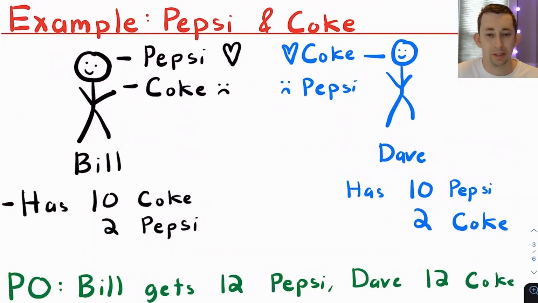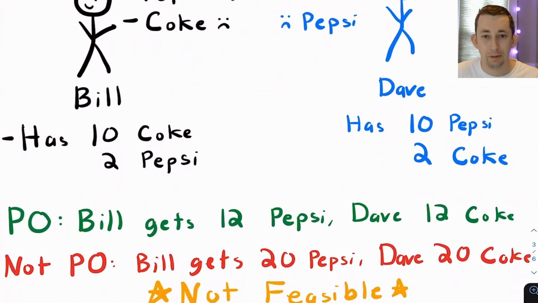Let's do another example, but this time let's write it down and go through it a little more carefully. This is an example with Bill and Dave, our favorite two people. Bill really likes Pepsi and he hates Coke. Dave loves Coke and hates Pepsi, and they walk into the same room. They put all their soda on the table. Bill has 10 Coke and 2 Pepsi, and Dave has 10 Pepsi and 2 Coke. It might be pretty clear that it's Pareto optimal for Bill to get all the Pepsi and Dave to get all the Coke, and that's exactly what we have here in green, where it's Pareto optimal for Bill to get the 12 Pepsi and Dave to get the 12 Coke. Just like we said before, it's not Pareto optimal for Bill to get 20 Pepsi and Dave to get 20 Coke because we don't have 20 Pepsi and we don't have 20 Coke to give out. That's not feasible, so it's not Pareto optimal.